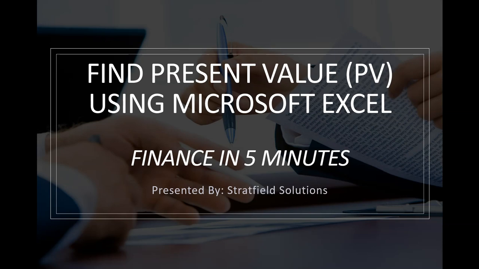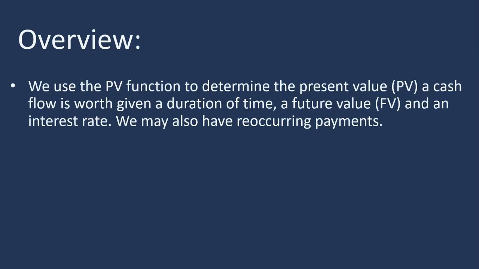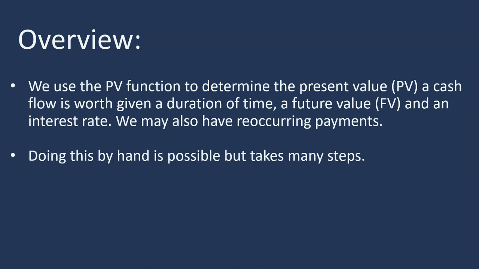So looking at the formula, we have a PV function, and that determines the present value a cash flow is worth given a duration of time, a future value, and an interest rate. We might also have recurring payments, which we'll show in the function when we get into Excel. You could do this by hand, but it takes a lot of steps, and fortunately Excel has a super easy formula to use. So we'll make use of that to our advantage here.